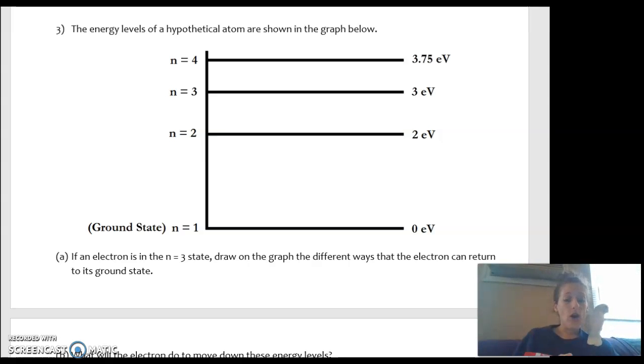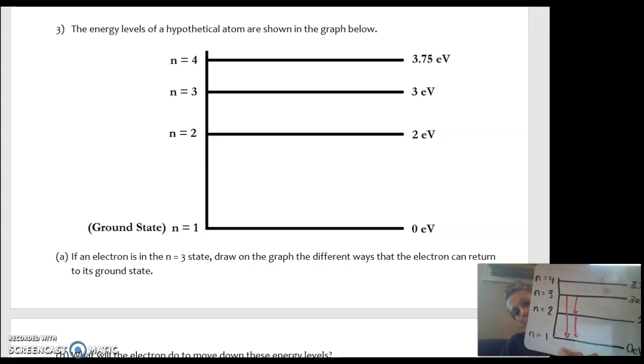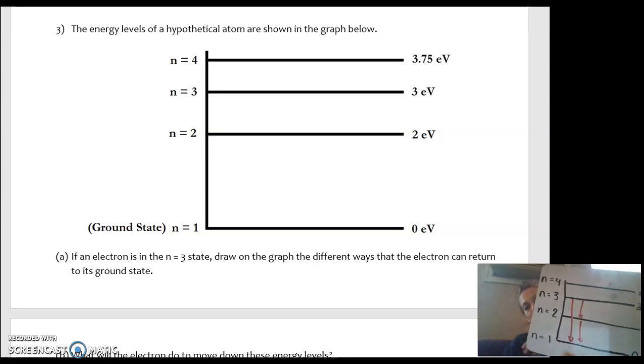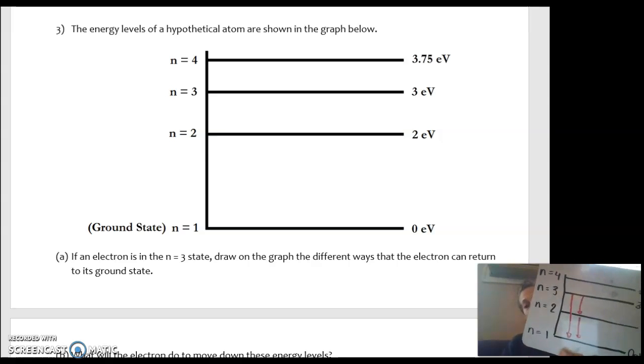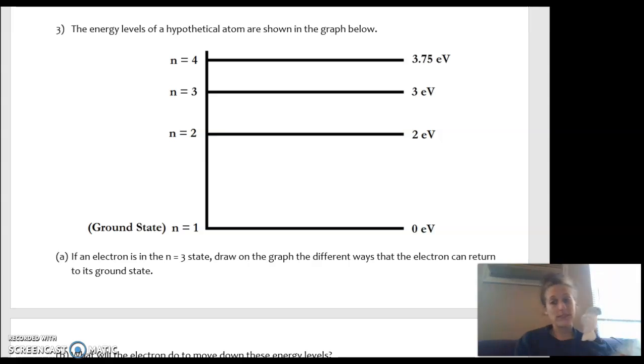The electron could also take a path that takes it from n equals 3 to n equals 2, and n equals 2 to n equals 1. So it would look like that. So this particular electron, we would say, has 3 separate ways, 3 different energy paths that it could take to get back to the ground state.